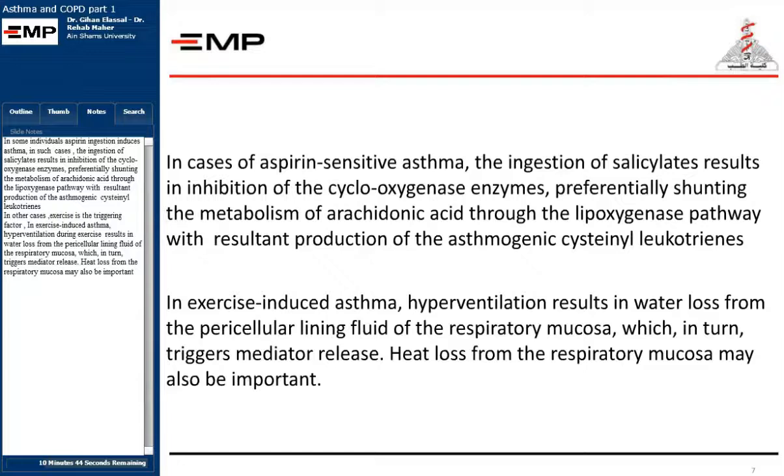In such cases, the ingestion of salicylates results in inhibition of the cyclooxygenase enzymes, preferentially shunting the metabolism of arachidonic acid through the lipoxygenase pathway, with resultant production of the asthmogenic cysteine leukotrienes. In other cases, exercise is the triggering factor. In exercise-induced asthma, hyperventilation during exercise results in water loss from the paracellular lining fluid of the respiratory mucosa, which, in turn, triggers mediator release. Heat loss from the respiratory mucosa may also be important.